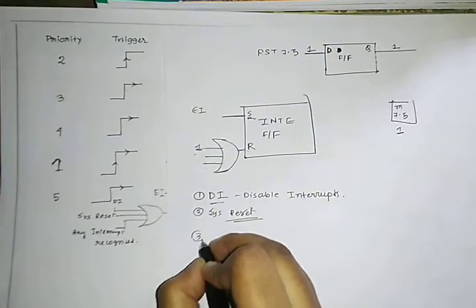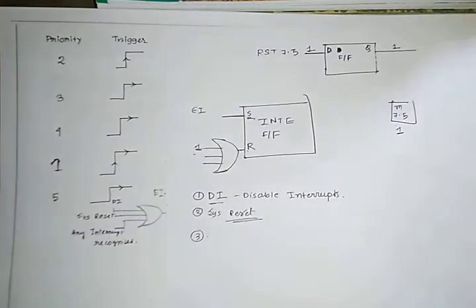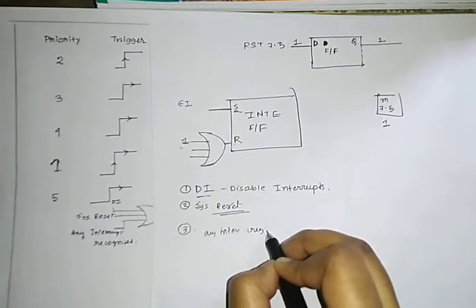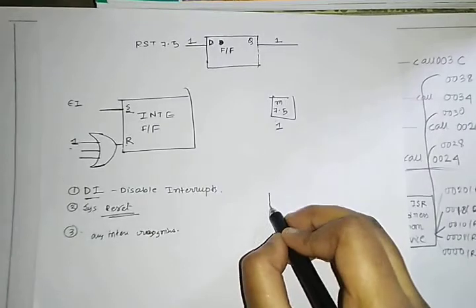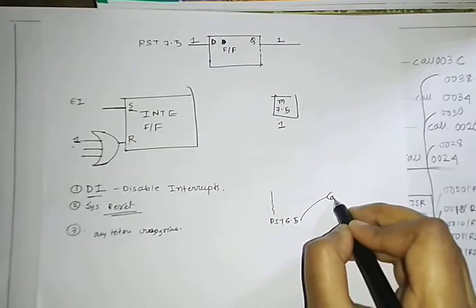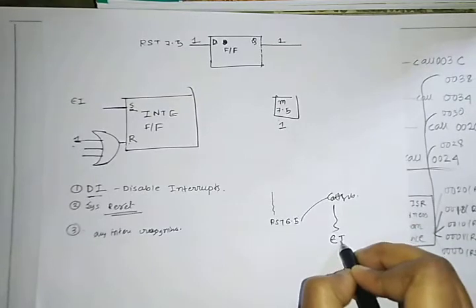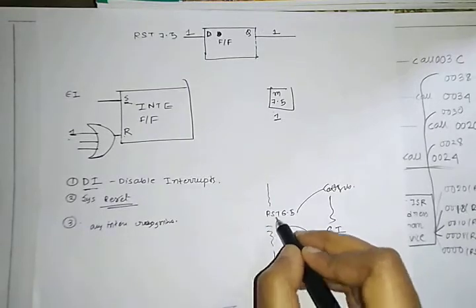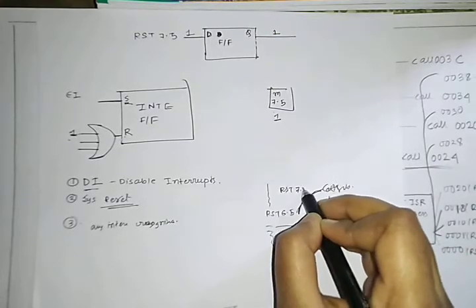What is the third one? The third one is something that I've already discussed. If any interrupt is already working, any interrupt recognized. Okay, pardon me for my handwriting. What is this? Suppose I was performing something, RST 6.5 has occurred. Call subroutine, perform, enable interrupt, then return, go back to your return address. In between, while I was performing this, suppose RST 7.5 has occurred.